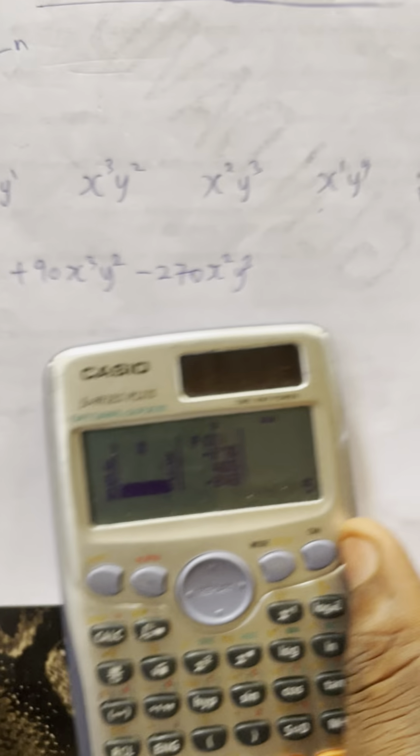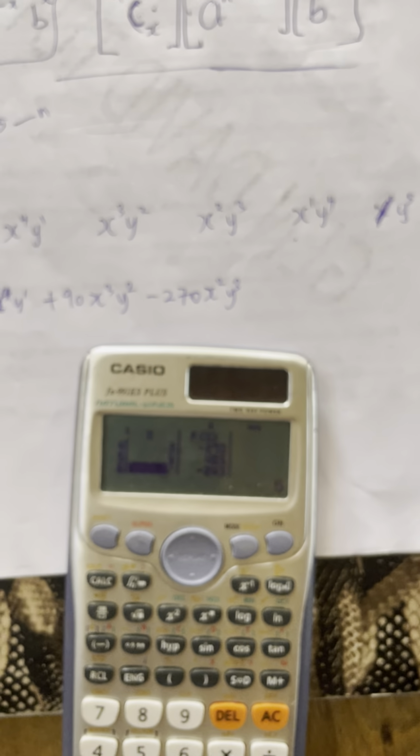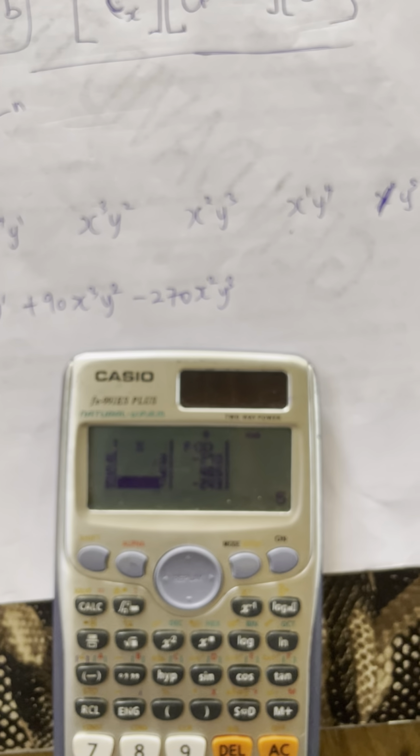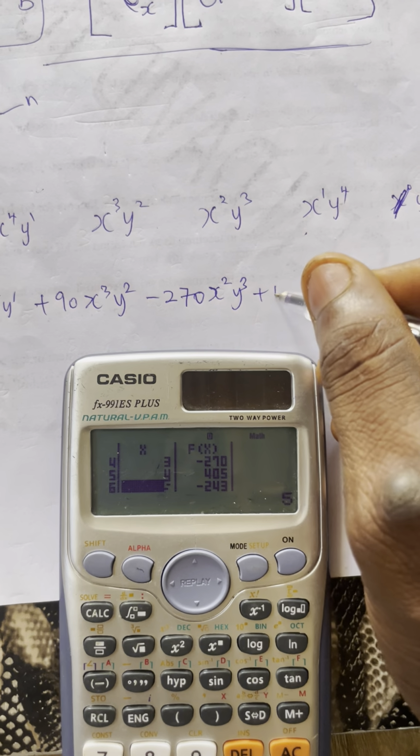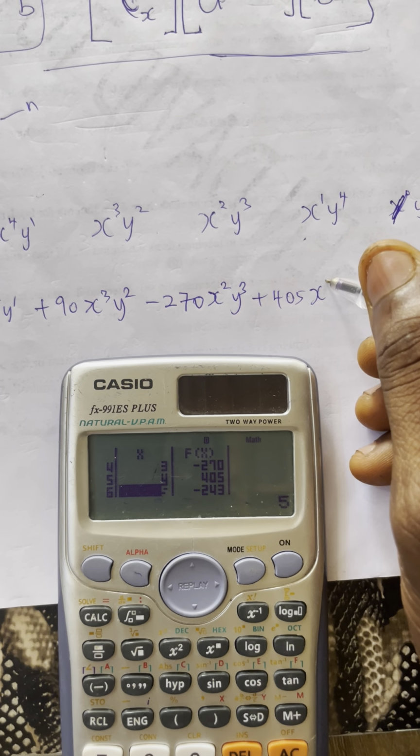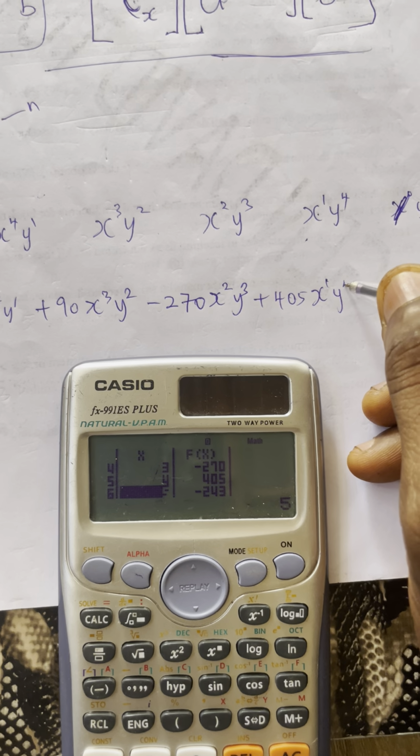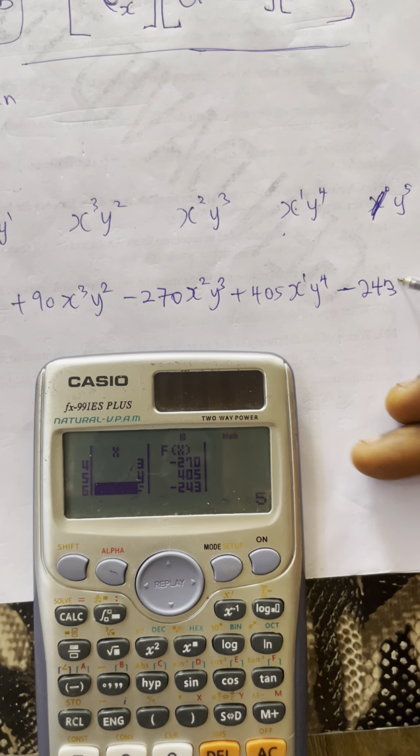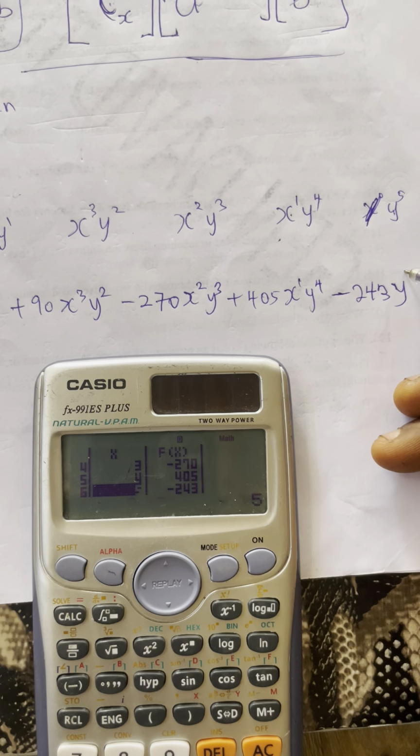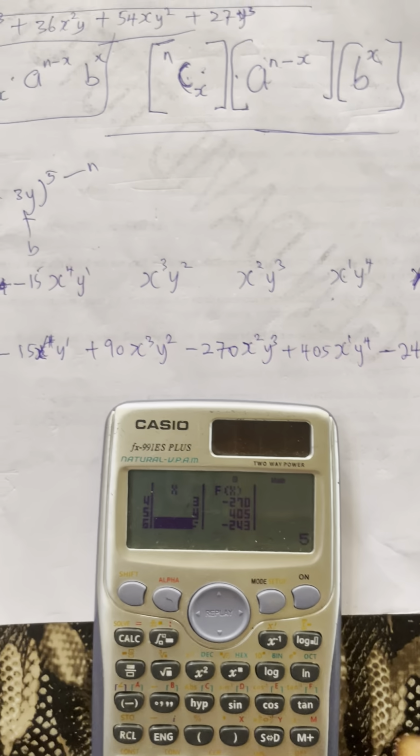Next one is this. So what's the value here? We now have the next value to be plus 405, x raised to power 1 here, then y raised to power 4. Then the next one is minus 243, and what we have here is y raised to power 5. That is all. Can you see that?